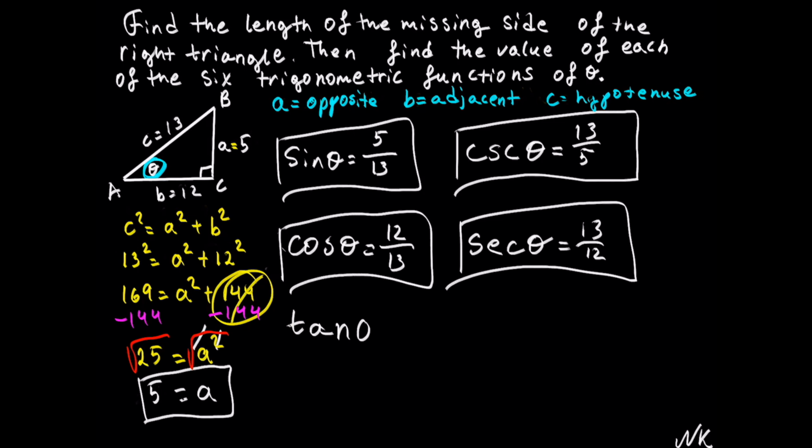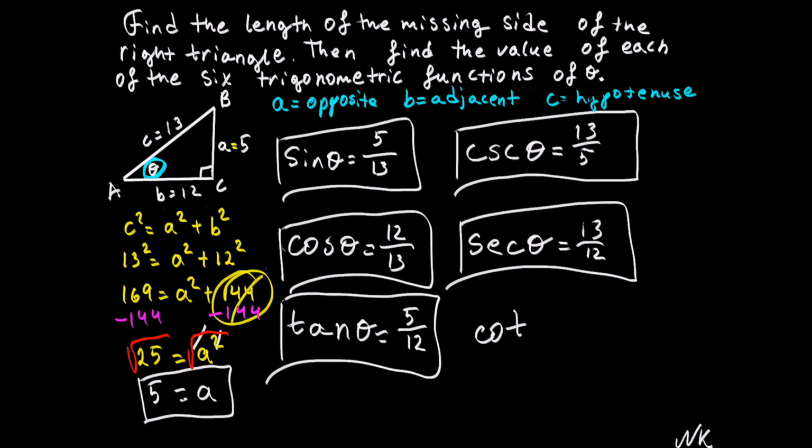Tangent of theta is the ratio of the opposite side to the angle to the adjacent side to the angle. The opposite side to angle theta is a, which is equal to 5. The adjacent side to angle theta is b, which is equal to 12. So 5 out of 12 is our tangent of theta. Once you have tangent of theta, it's very easy to find cotangent of theta, which is the reciprocal of tangent, and the reciprocal of 5 out of 12 is 12 out of 5. So 12 out of 5 is our cotangent of theta.